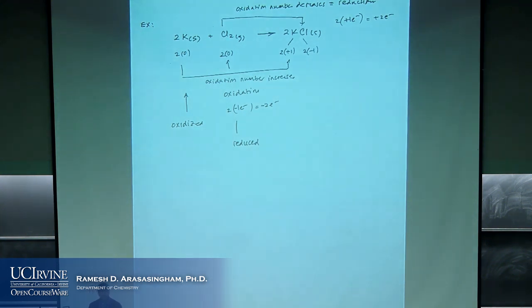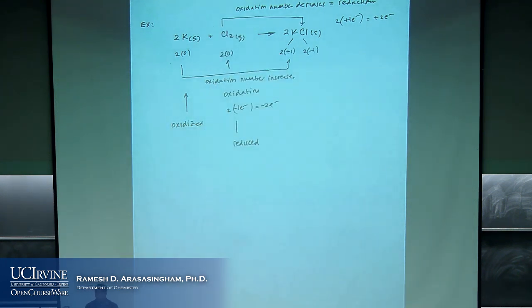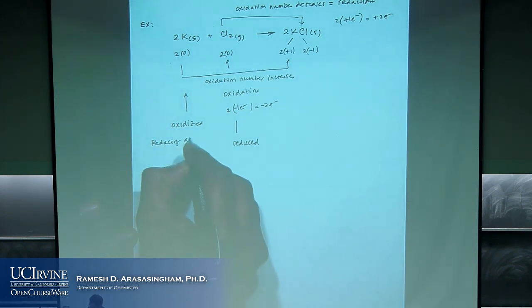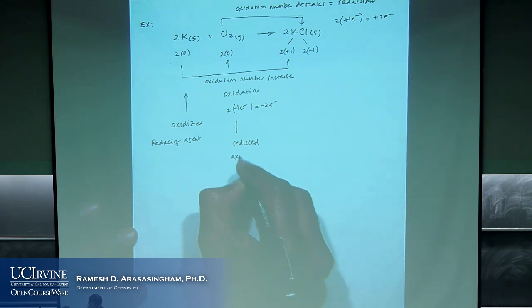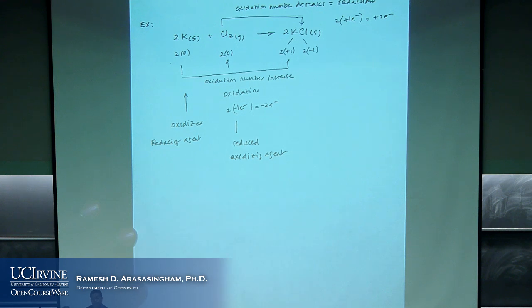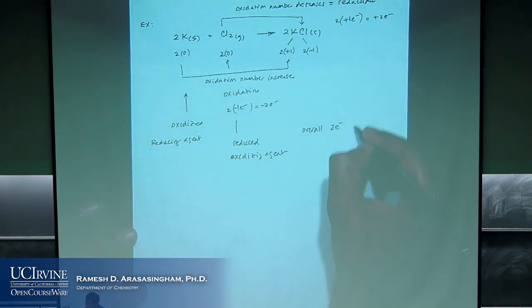All right? So the substance being oxidized is potassium because it's undergoing oxidation. The substance being reduced is chlorine because its oxidation number goes down. So that's the substance being reduced. If this is being oxidized, this is the reducing agent. And this is the oxidizing agent. And we know overall 2 electrons are transferred.